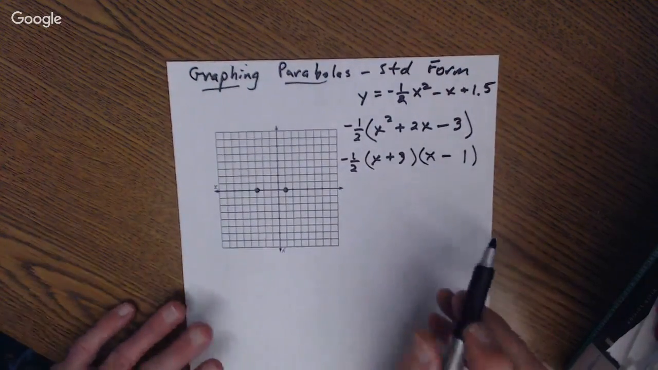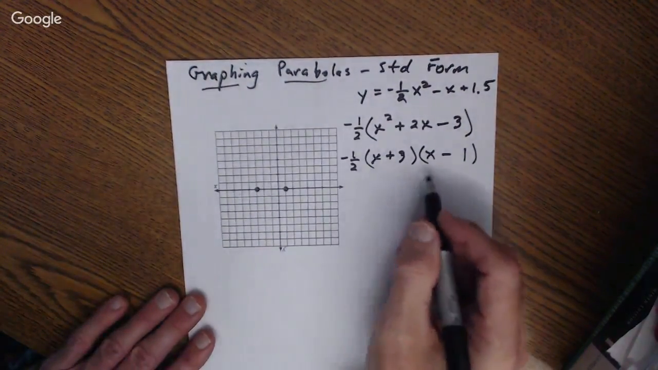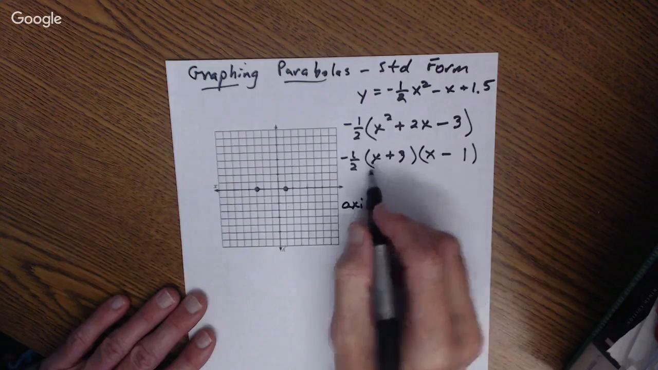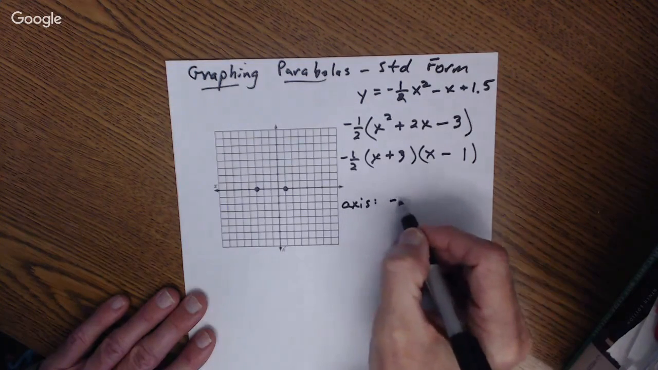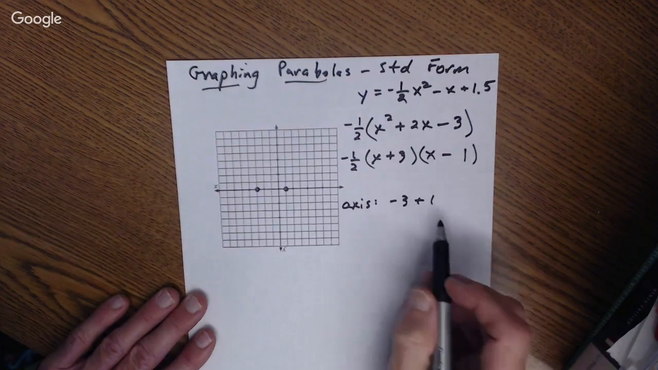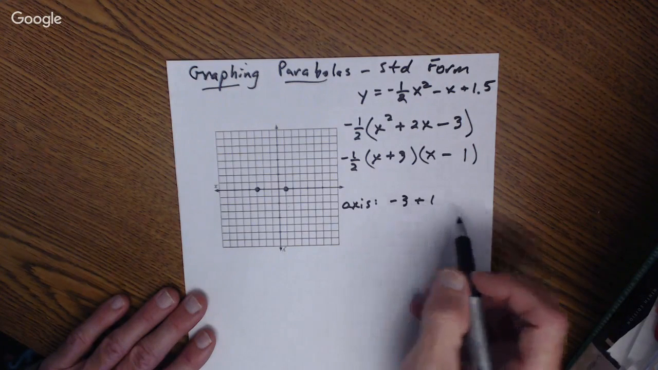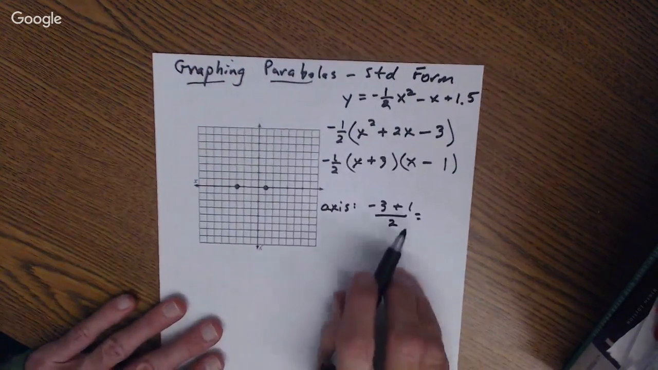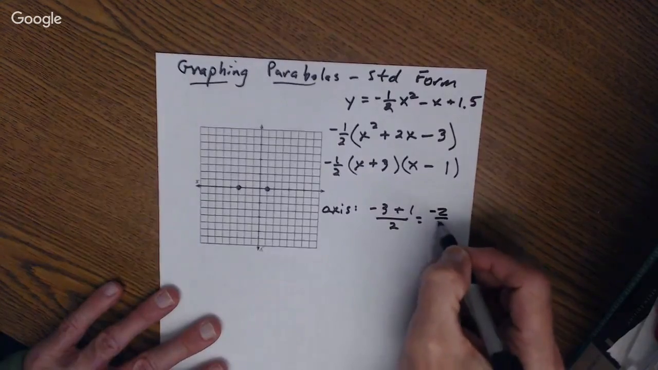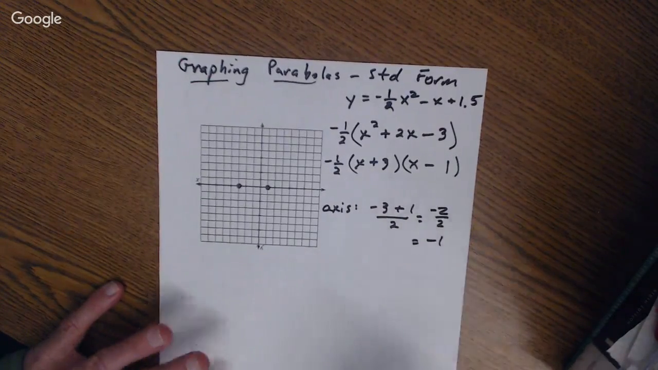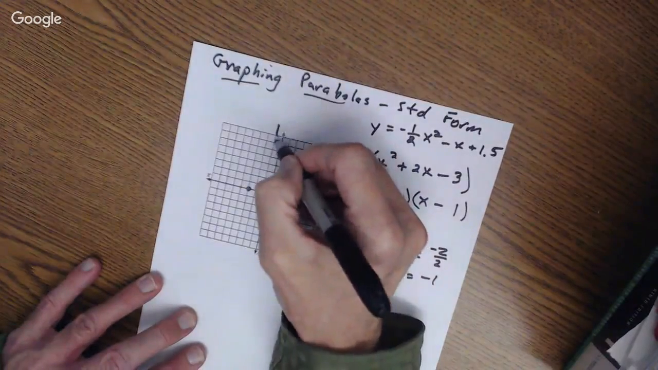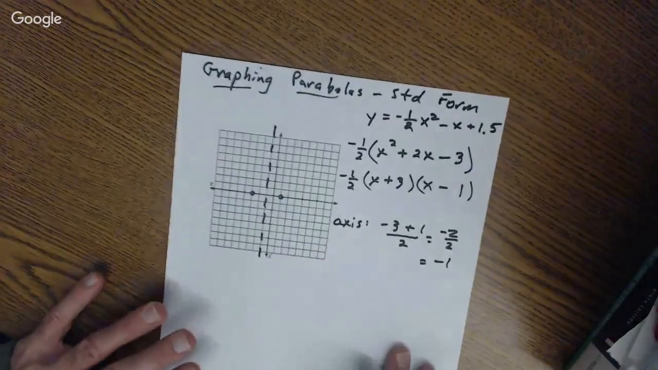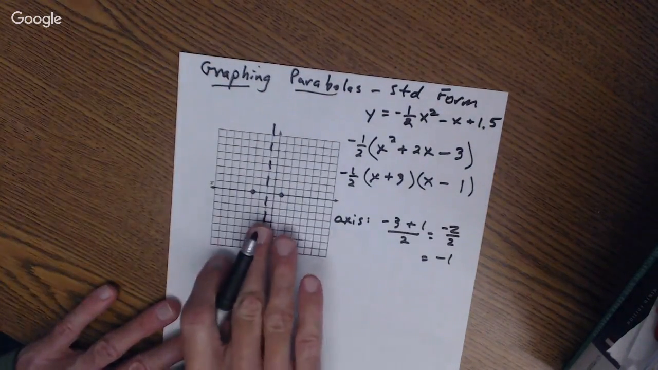All right, next thing we're going to figure out is what's the axis of symmetry. The axis of symmetry is going to equal the average of the two x-intercepts. So it's going to be negative 3 plus 1, and then divide by 2. The axis of symmetry is going to be negative 2 divided by 2, so that's going to equal negative 1. So you can go to negative 1 and put a dashed line if you'd like. That's going to be our axis of symmetry, the middle of our parabola.